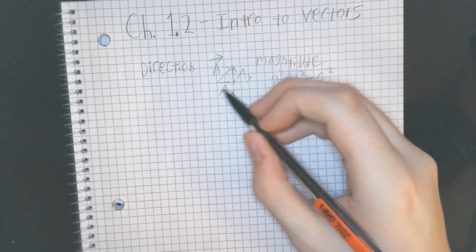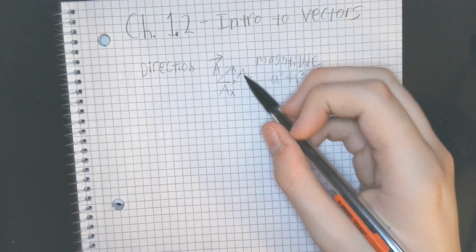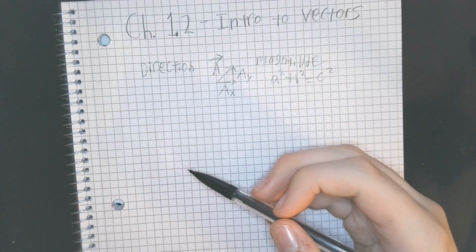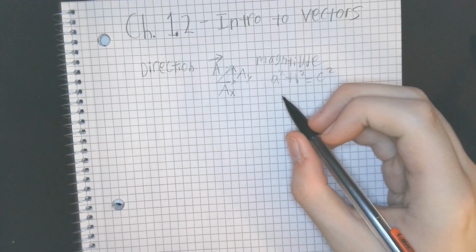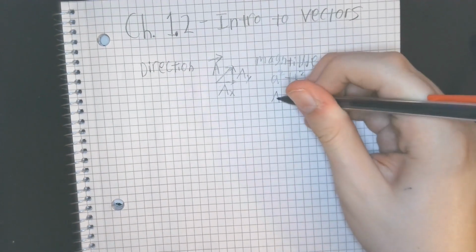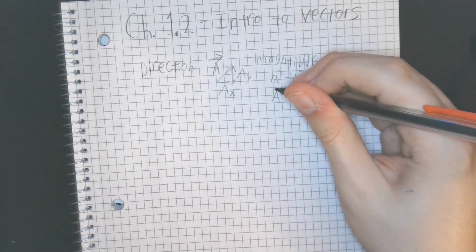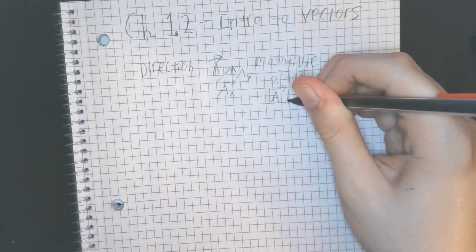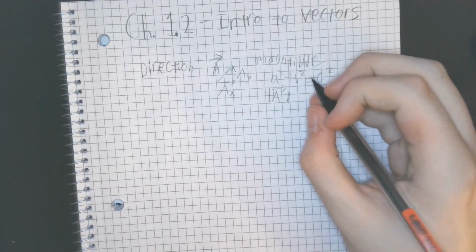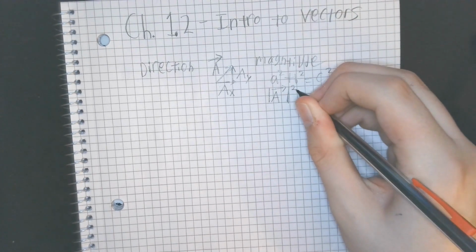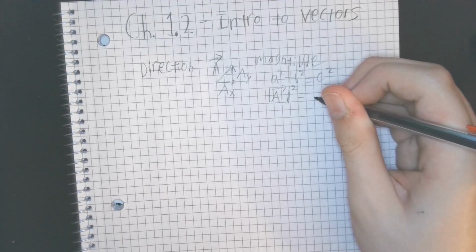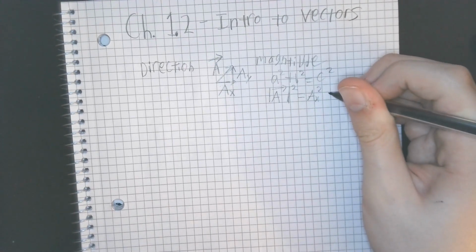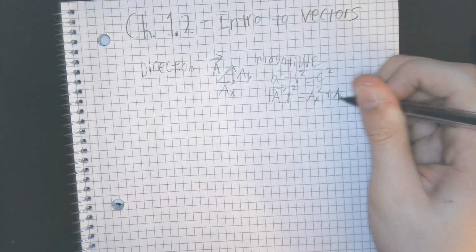Therefore, we can say that AX is a leg, AY is a leg, and A, the vector, is the hypotenuse. And we want to show the magnitude of a vector. Sometimes we could just write it like this, but to be more precise, we could also write it with these two little bars to the side. Okay? So this quantity squared should be equal to our value of AX squared plus our value of AY squared.